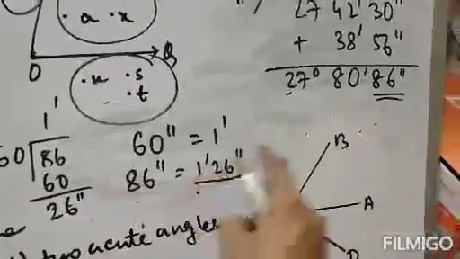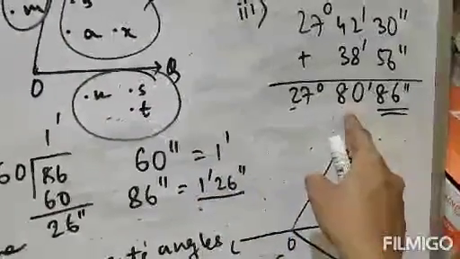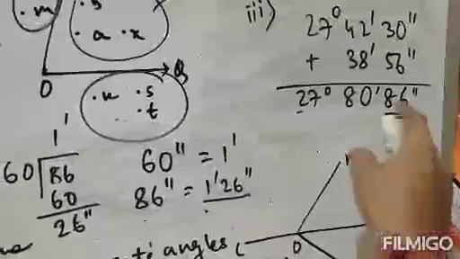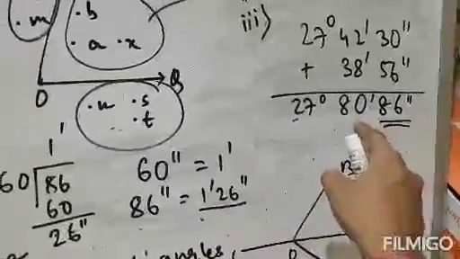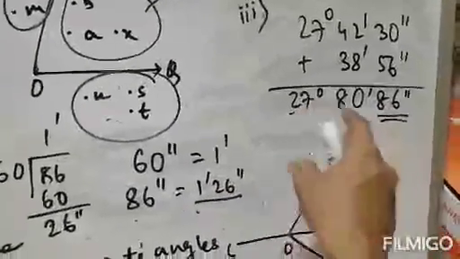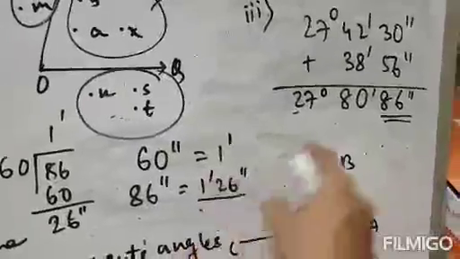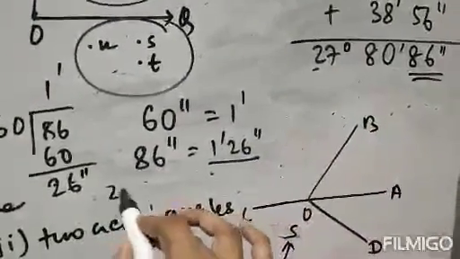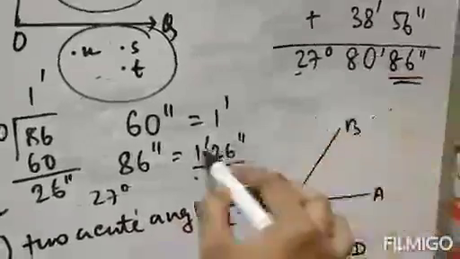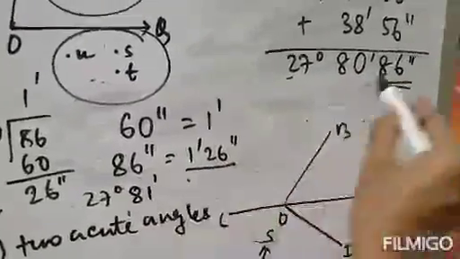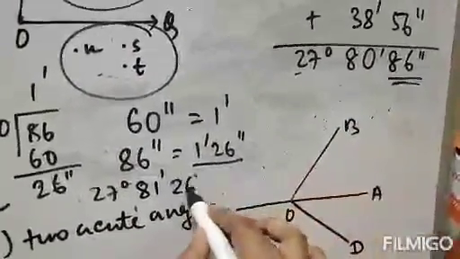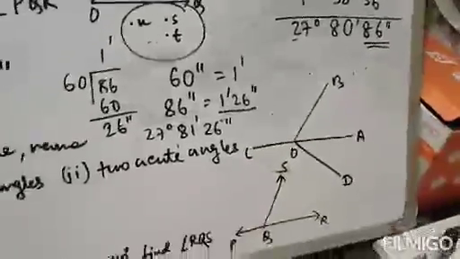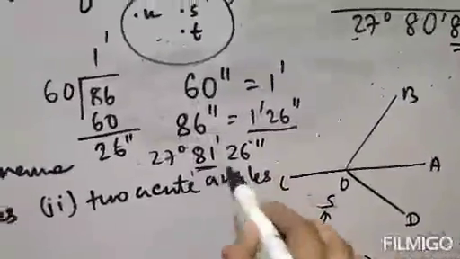So this 1 minute will be added to 80 minutes and the remaining will be 26 seconds. That means your answer will be 27 degrees, 80 and 1 will be 81 minutes, and 26 seconds. So it will be 27 degrees 81 minutes and the remaining 26 seconds. Clear?